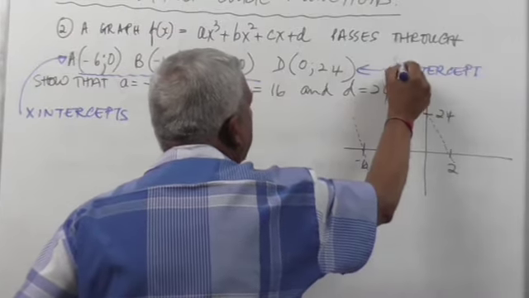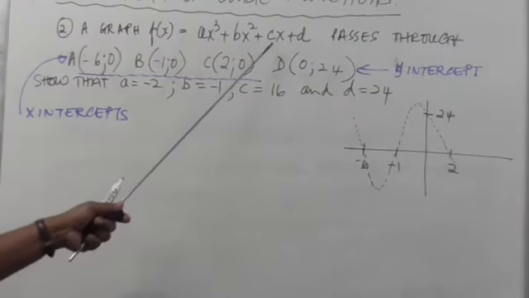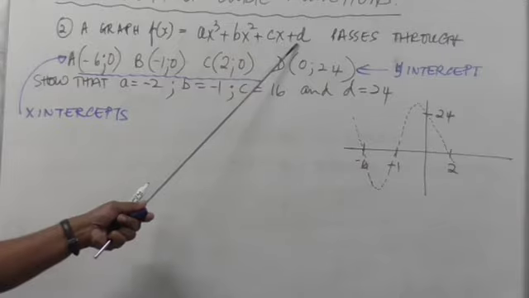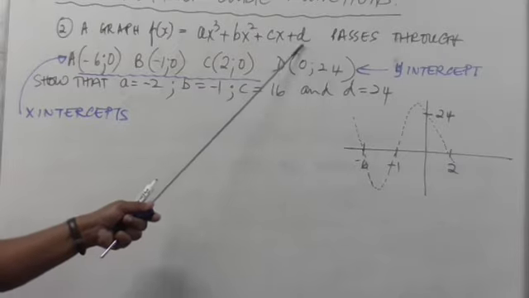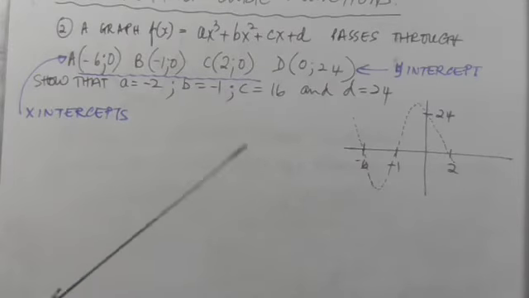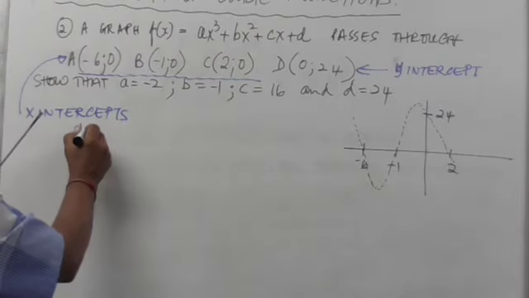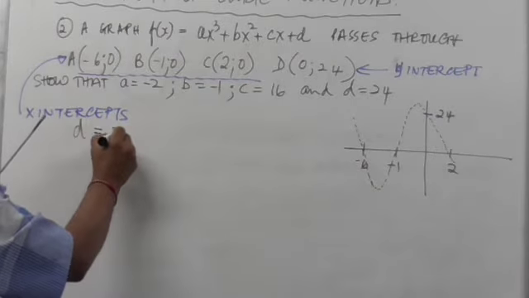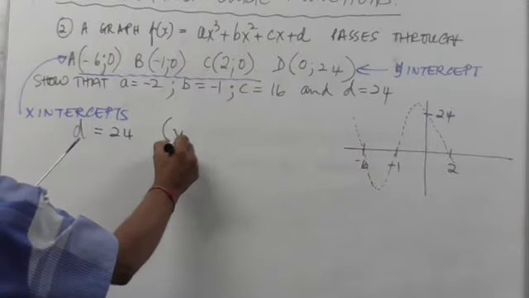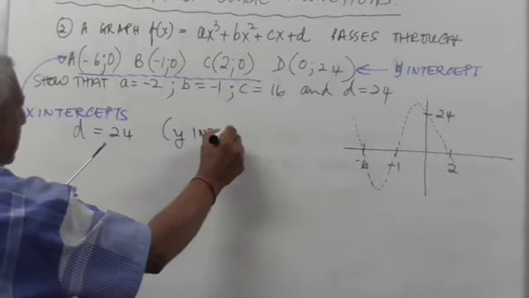It's the y-intercept. Now in this equation, d is the y-intercept. If that is a y-intercept, then straight away we have found the answer for d. So straight away you can say that d is equal to 24 because it is the y-intercept.